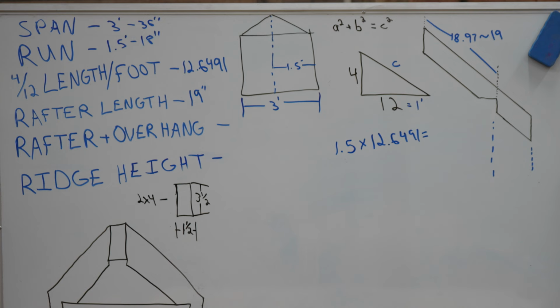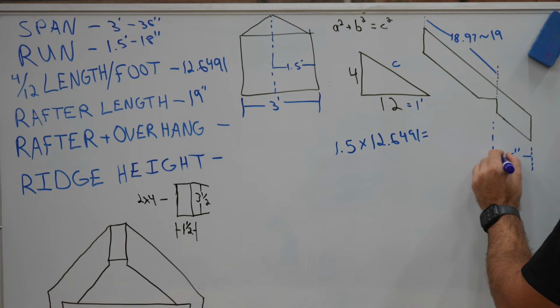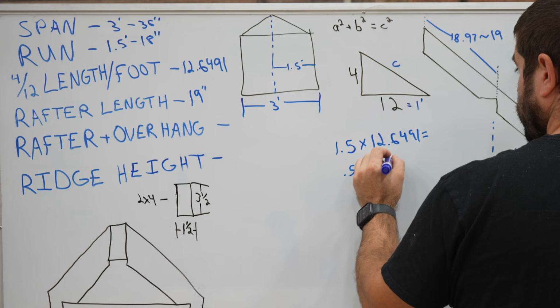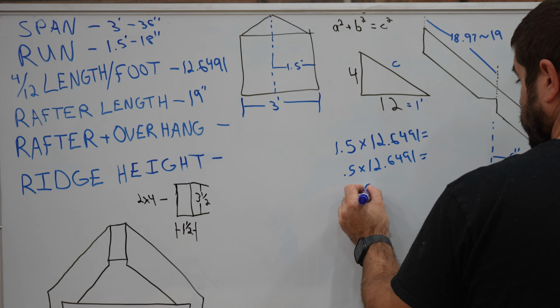To figure out how many feet that is, so we can multiply that by our 12.6491 constant, we divide how many inches we have by 12. And that comes out to be 1/2, or 0.5. We take this number and multiply this by our 12.6491 constant, which comes out to be 6.3245 inches.